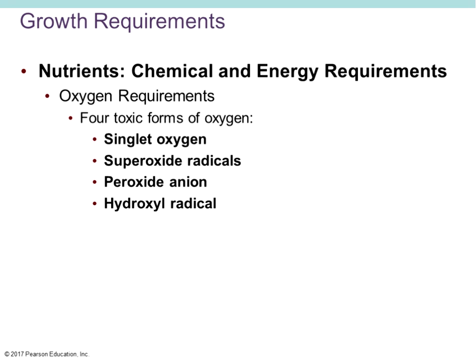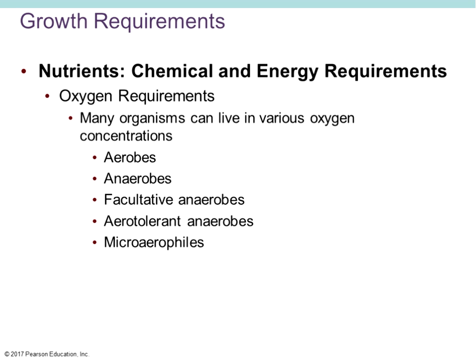The four forms of oxygen, the superoxide radicals, the peroxide ion, and the hydroxyl radical, are all those toxic forms of oxygen. So if a bacterium doesn't have a strategy in place to deal with these toxic forms of oxygen, then oxygen is going to be toxic for it. It's not toxic for us, because we have enzymes that are required to deal with these toxic forms of oxygen. Some bacteria, like us, those that are obligate aerobes or facultative anaerobes, have some, if not all, of the enzymes that are required to deal with oxygen in its toxic form. So many organisms can live in various oxygen concentrations.